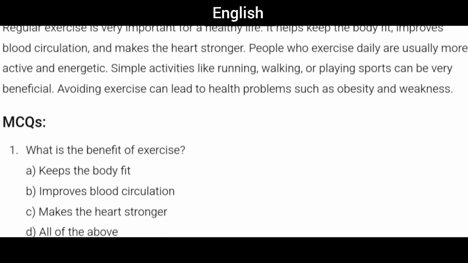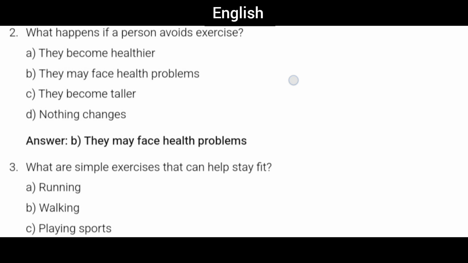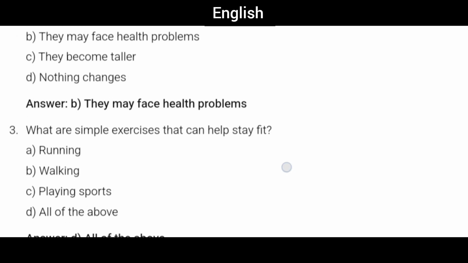So let us read. What is the benefit of exercise? Keeps the body fit, correct. Improves blood circulation, correct. Makes the heart stronger, correct. So all of the above is correct. Now, what happens if a person avoids exercise? Nothing changes? No. They become taller? No. They may face health problems? Of course. They become healthier? No. So number D is the correct option here.